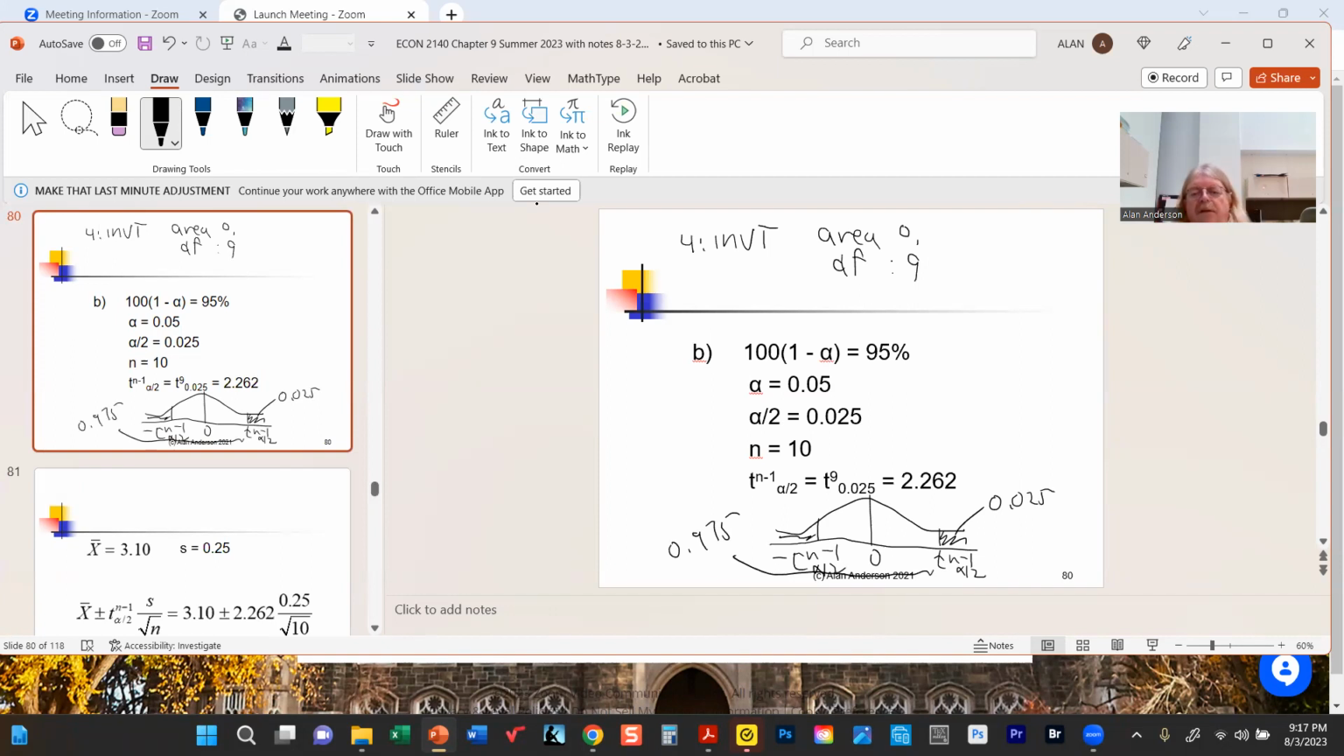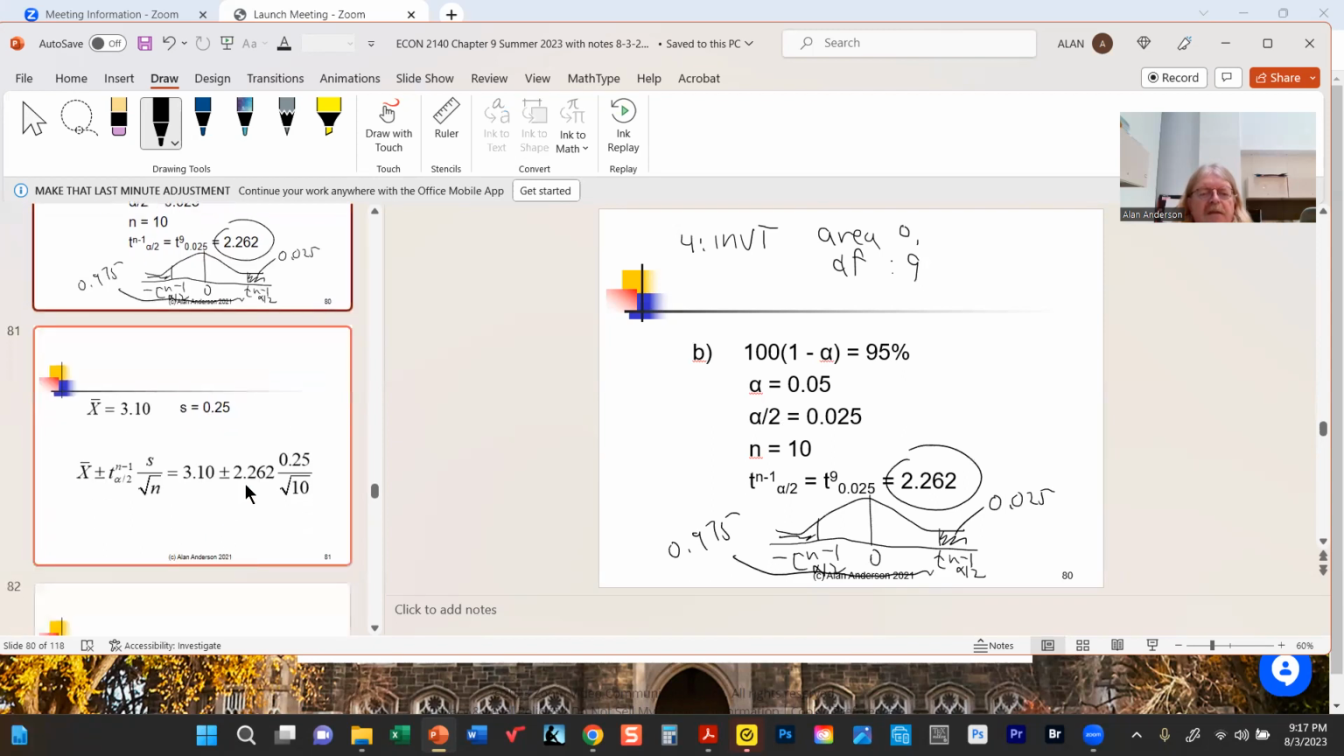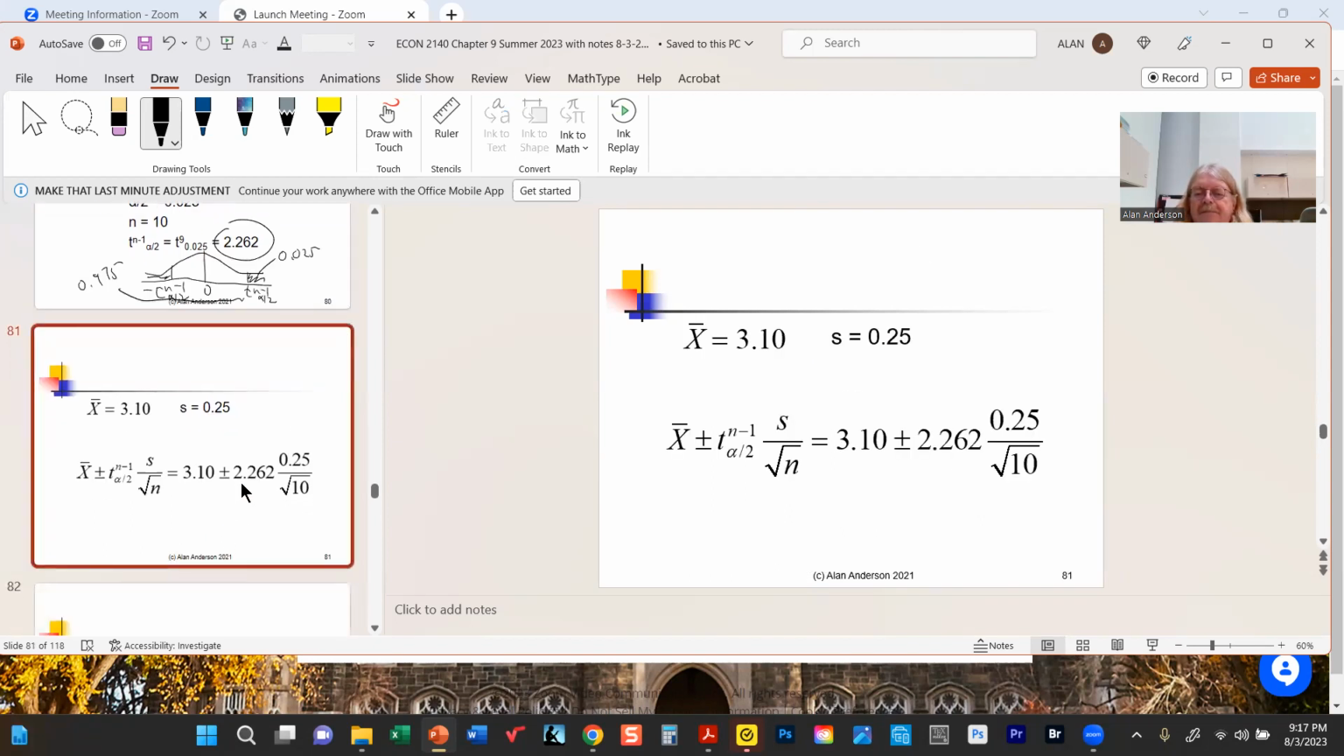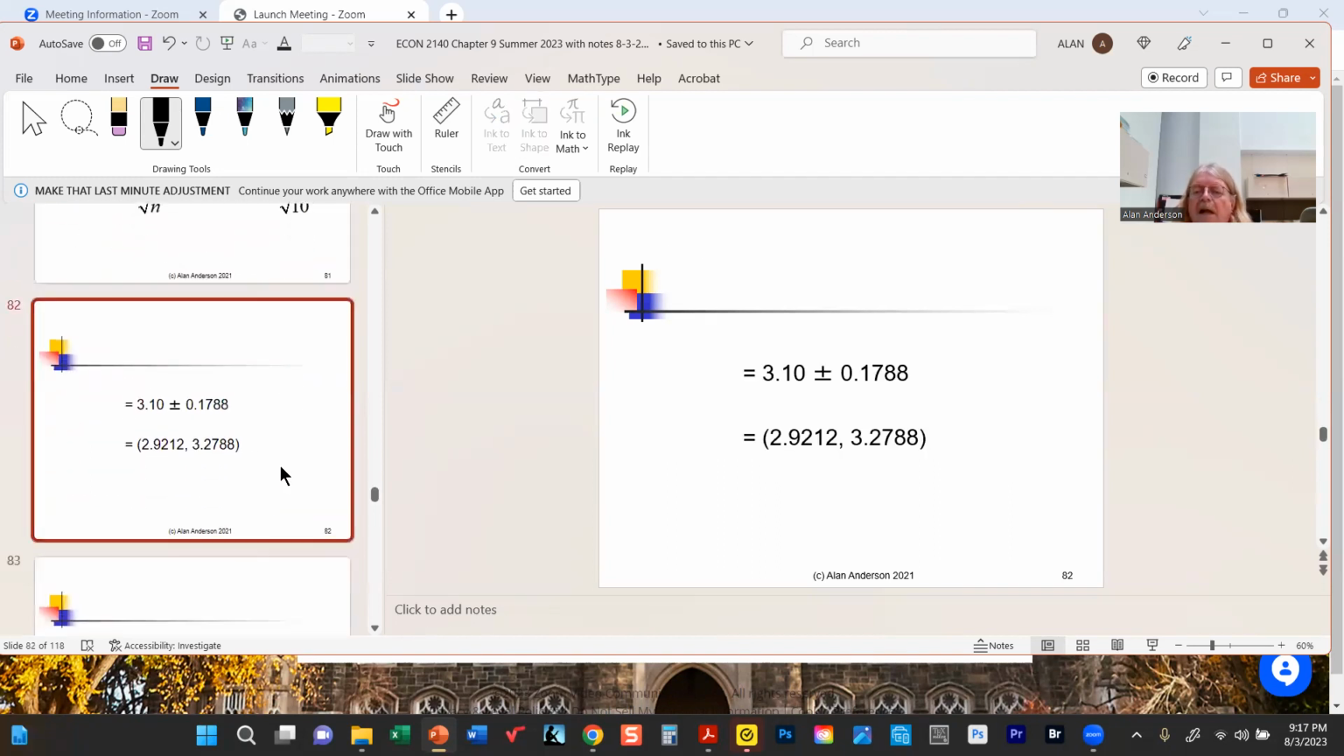So if you go to the calculator, INVT, change the area to 0.975, 9 degrees of freedom, and it's 2.262 for your t-score. And then you plug that in, and there you go. And this is the final result.